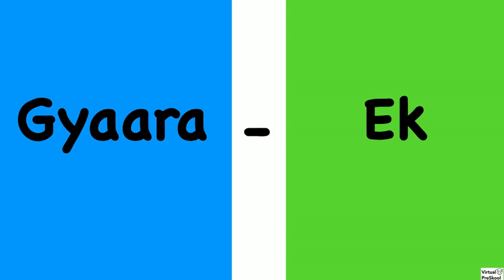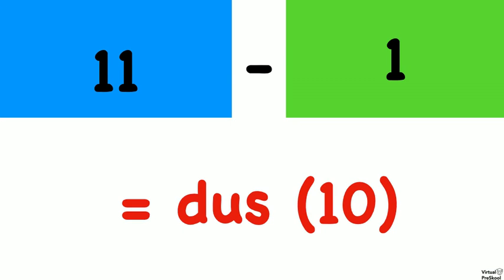Gyara is 11, right? And ek is our first number, 1. So what is gyara minus ek? 11 minus 1 is 10, right? And how do we say 10 in Hindi? Das. We say das.